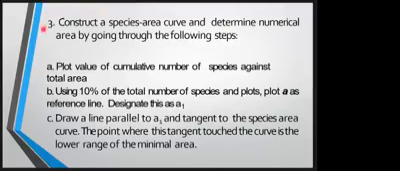So now, once you have already written down all the species you have found in every quadrat, no? Then you need to construct a species curve and determine numerical area by going through the following steps. Plot value of cumulative number of species against total area. Using 10% number of species and plots, plot A as reference line, then designate this as A1. Then draw a line parallel to A1 and tangent to the species area curve. The point where this tangent touches the curve is the lower range of the minimal area.